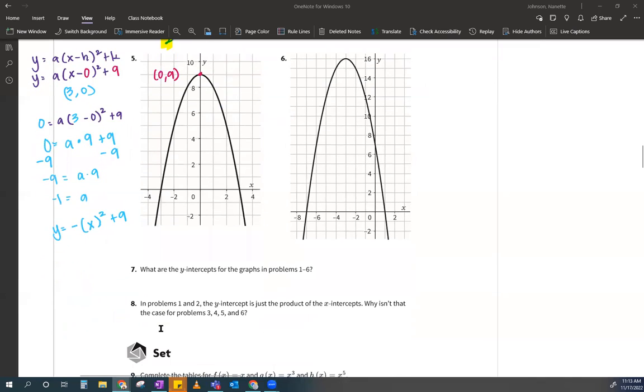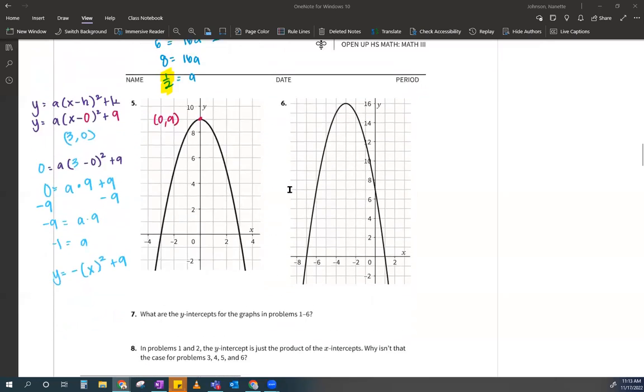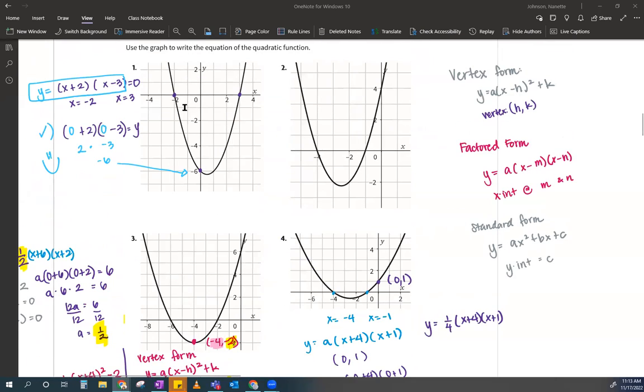Okay, last one. Number 8, it says in problems 1 and 2, the y-intercept is just the product of the x-intercepts. Why isn't that the case for 3, 4, and 5? The y-intercept is just the product of the x-intercepts. So up here, if we look at our x-intercepts, it's negative 2 times 3, which is negative 6.